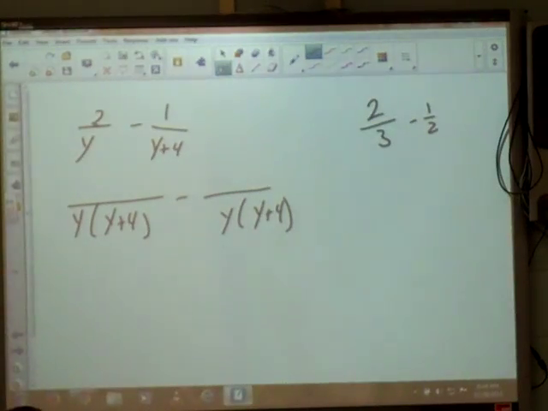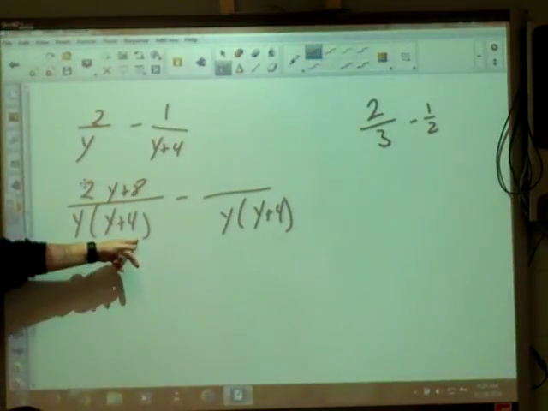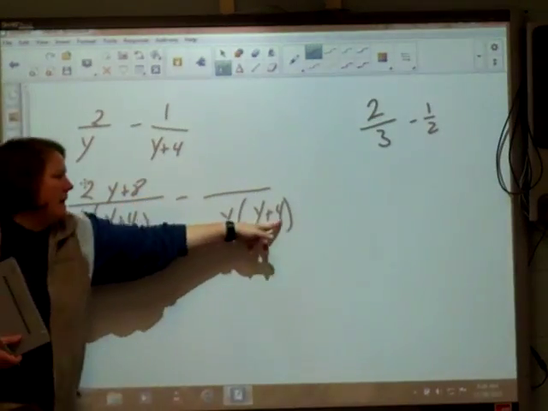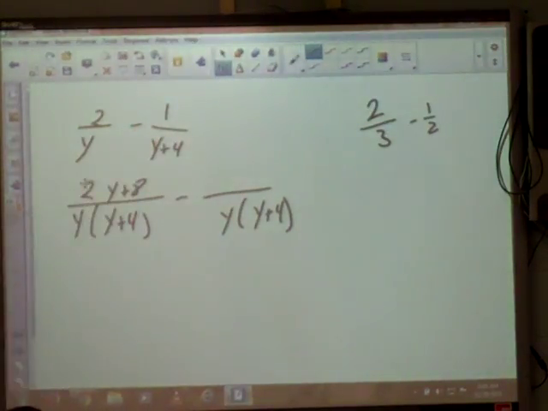So that would make 2y plus 8. You follow that? We distributed a 2 to the y and a 2 to the 4. Okay, on this one, it already had the y plus 4, so it's just the y that I need to multiply the top by. So 1 times y is just y.